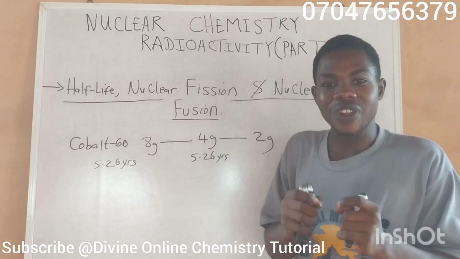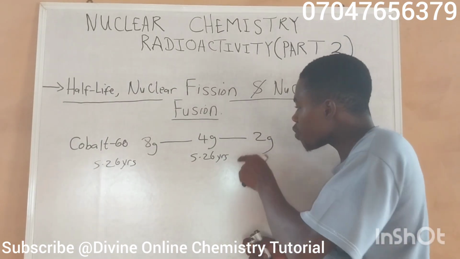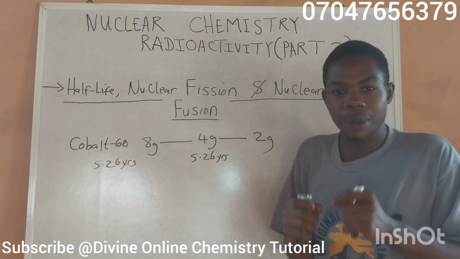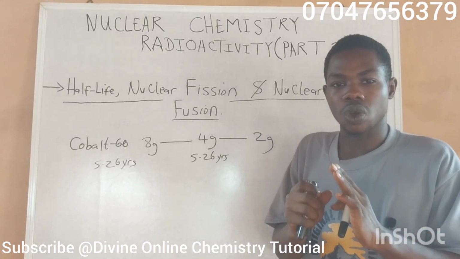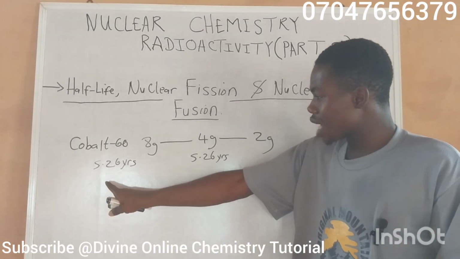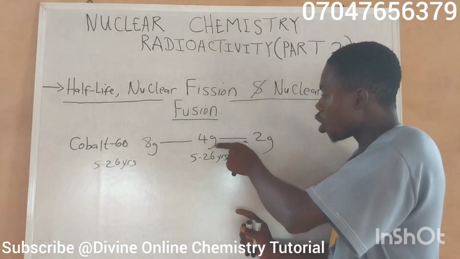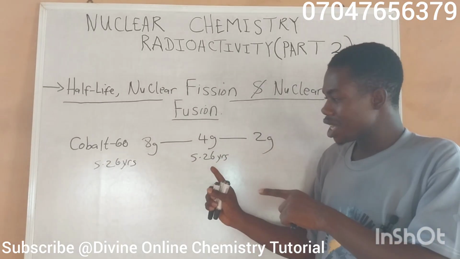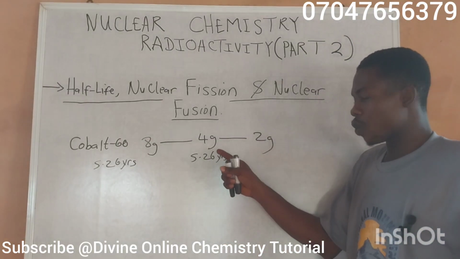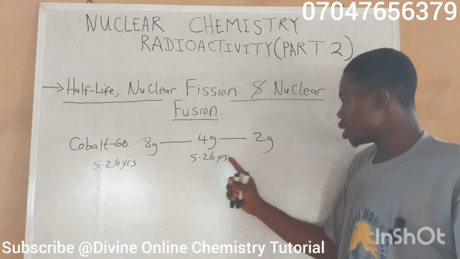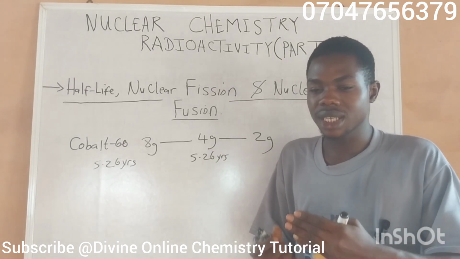The half-life of a radioactive element is the time taken for half of the total number of atoms in a given sample of an element to decay. So you can see that at the end of 5.26 years, half of 8 grams decayed, remaining only 4 grams, which is the remaining half. At the end of another 5.26 years, half of this 4 grams decayed, remaining another 2 grams. Same thing occurs. So that's what half-life is talking about.